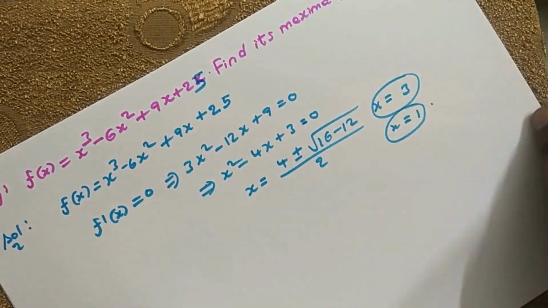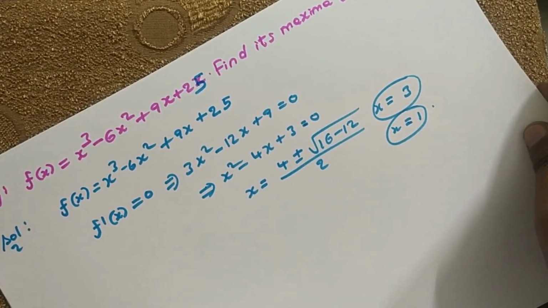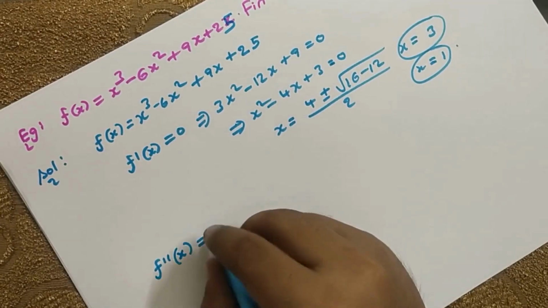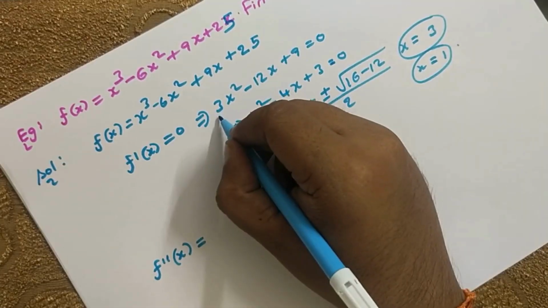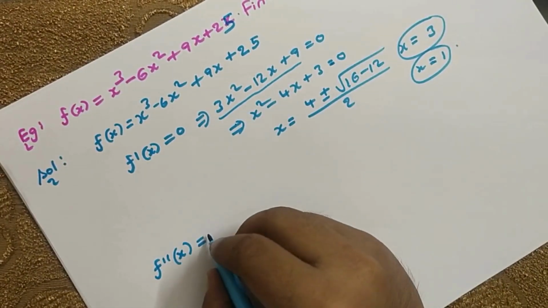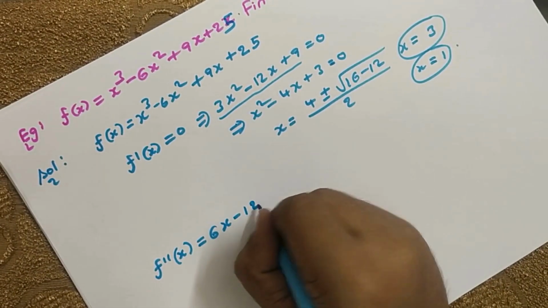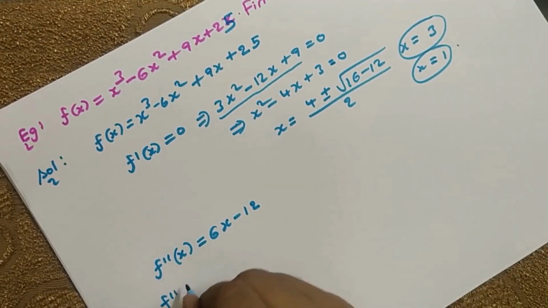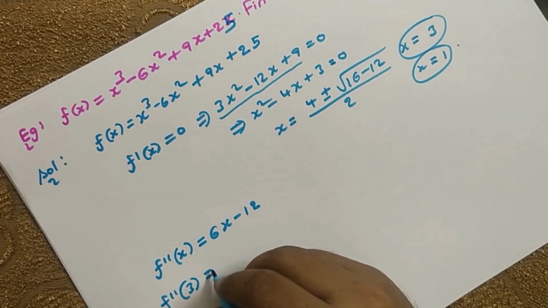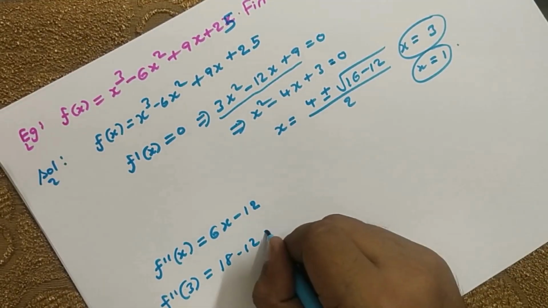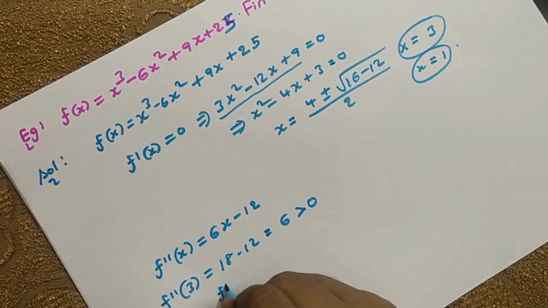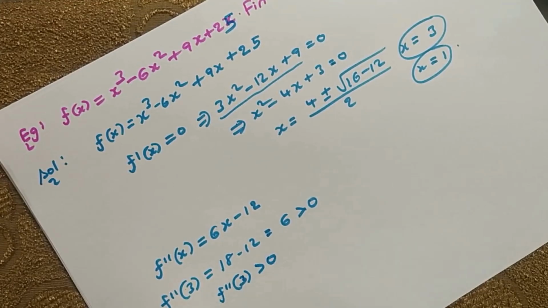In these 2 points we have to say which one is minima and which one is maxima. For that we have to find f double dash of x. f dash of x is this one, and f double dash of x is 6x minus 12. We substitute these 2 points in this. f double dash of 3 is 18 minus 12, which is 6, which is greater than 0, right? So f double dash of 3 is greater than 0, which implies x equal to 3 is minima.